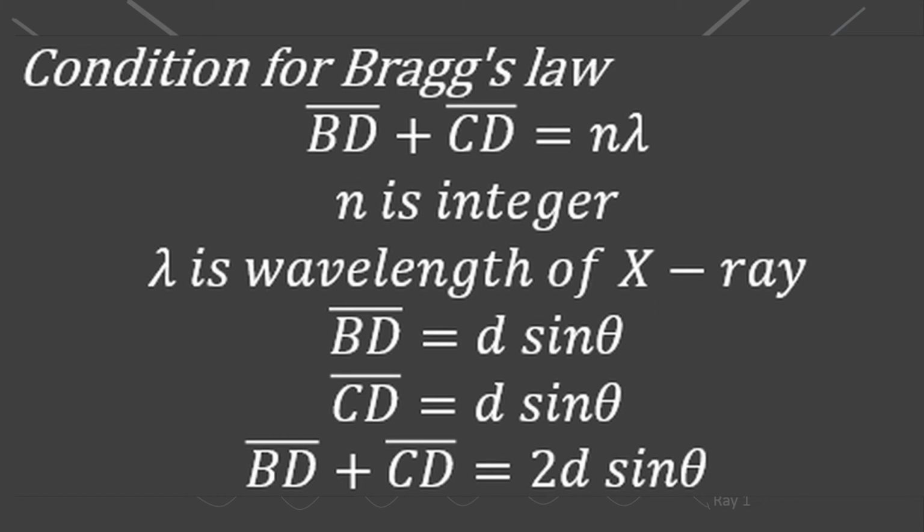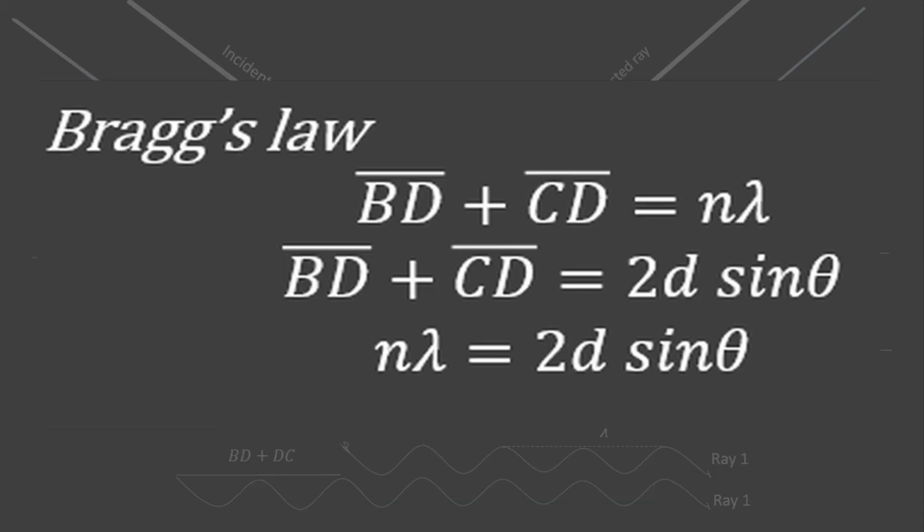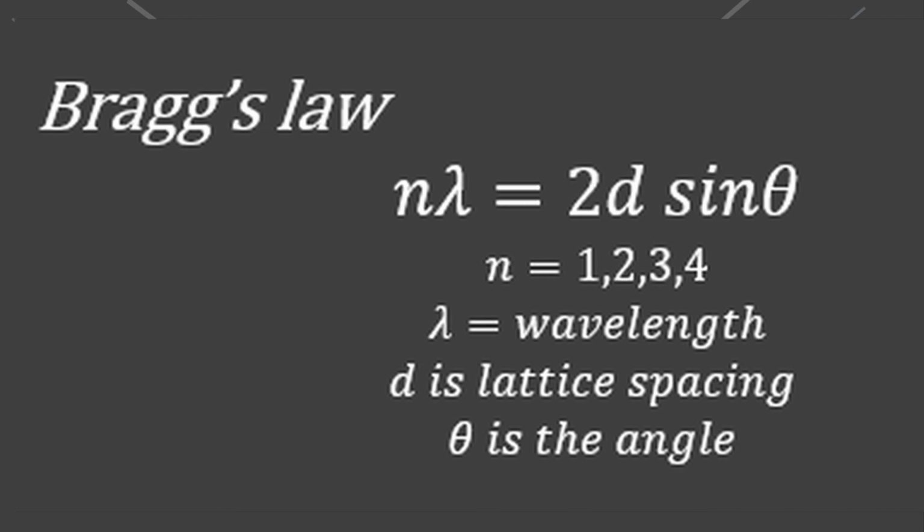Substituting the values for AD and DC, we have D sine theta plus D sine theta equal to n lambda. Further simplifying this equation, we have n lambda equals 2D sine theta. And this is Bragg's law, where n is an integer equal to 1, 2, 3 and so on. Lambda is the wavelength. D is the distance between the lattice planes or atoms, and theta is the angle between the incident and reflected beam.